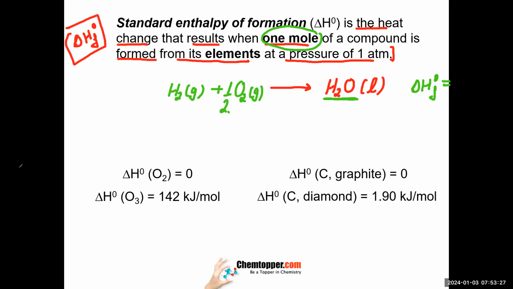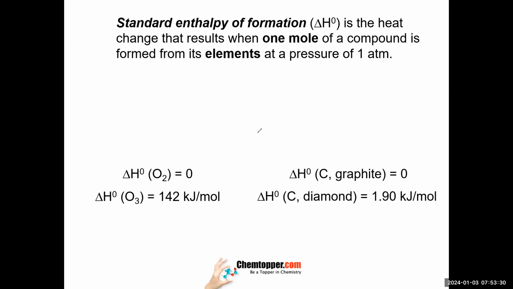So, ready for a question now? The compound is CaCO3. Write down the equation for the formation of CaCO3. Delta H naught formation. So, the equation for the formation of CaCO3 using this definition. Identify the elements, and identify the state in which they exist. So what are the elements here in CaCO3?